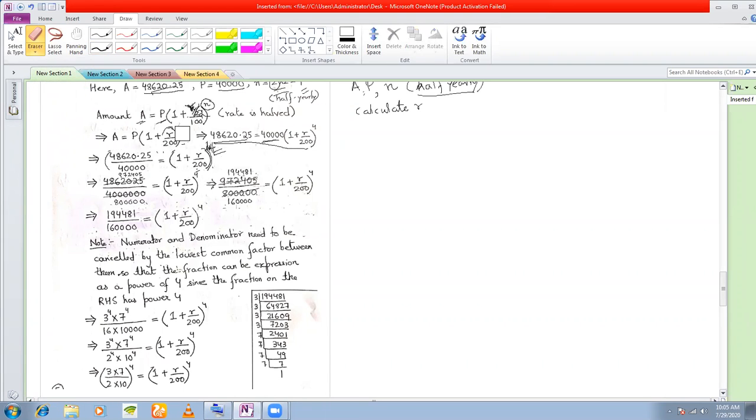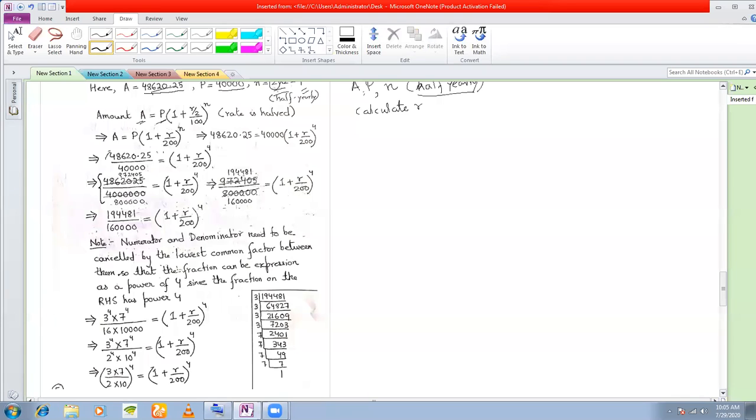Now this is something that is very important. I start cancelling. But how do I cancel? I cancel the numerator and the denominator on the left hand side or the right hand side, whatever the case may be. Whatever fraction you are getting here, I cancel the numerator and the denominator with the lowest common multiple.